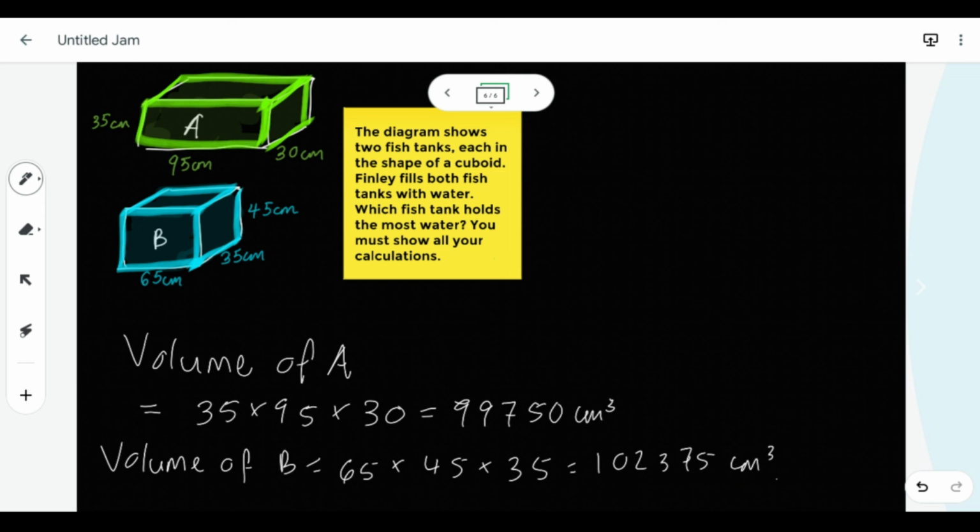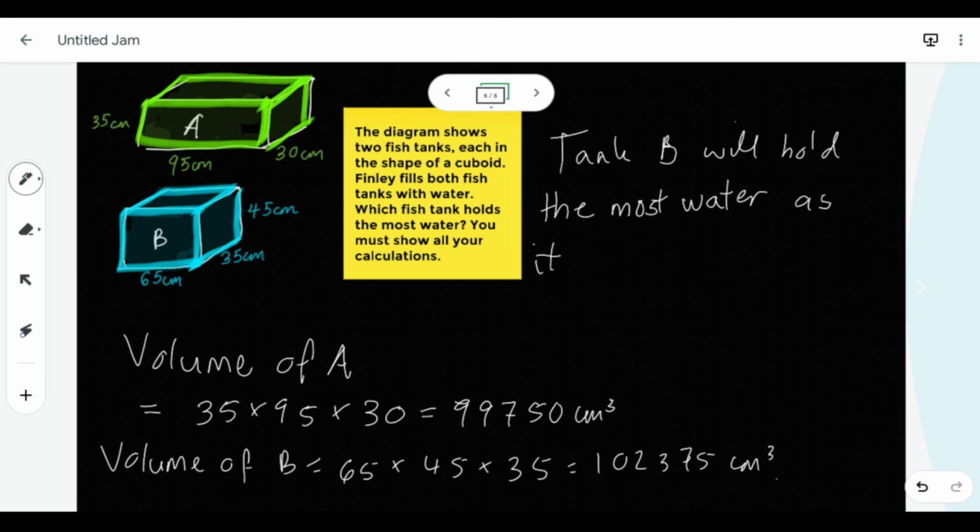So just at the end, a comment: tank B will hold the most water as it has a greater volume. It's very important that you show understanding, and that's what you do with that final sentence at the end.